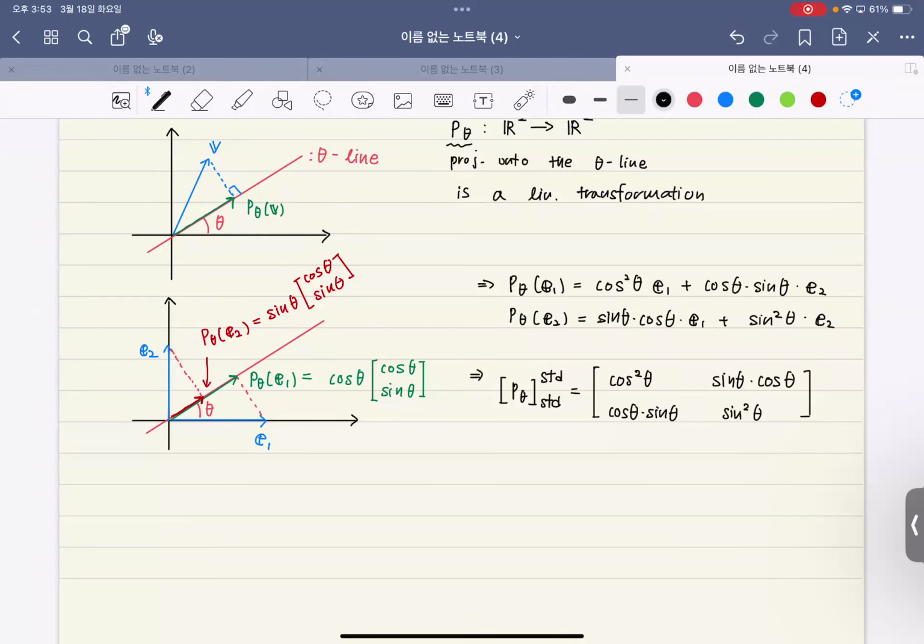Okay, great. So if you have a textbook, Professor Strang simply says that this is a projection, but technically speaking, that is not right. This is not a projection. This is merely a representation of the projection in terms of the standard basis. Okay.